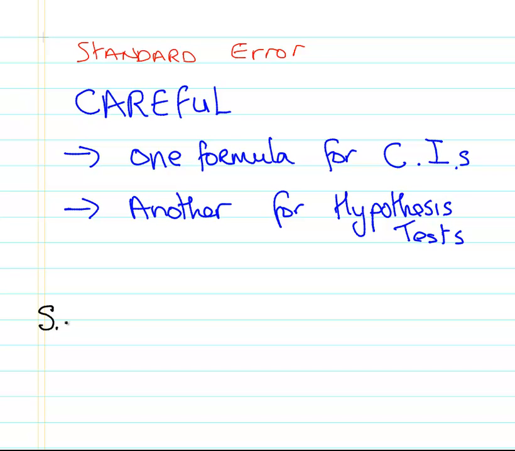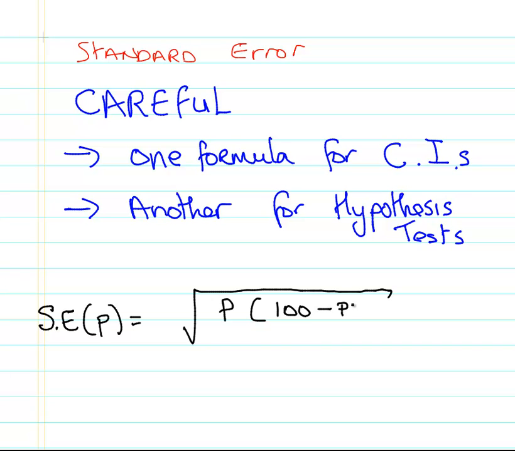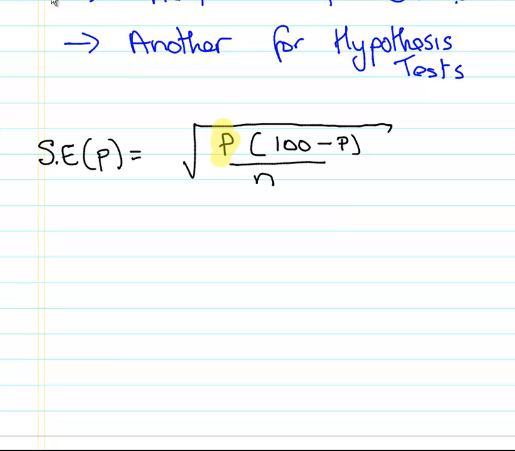Essentially the standard error in this case is based on the actual expected value under the null hypothesis, p times 100 minus p, that's the complement of p, all over n. Now p here is the expected value under the null hypothesis. If we were carrying out a confidence interval, we'd use the point estimate p hat. Just watch out for that. That's where things can go wrong. Not that you lose that many marks really, but just be careful.